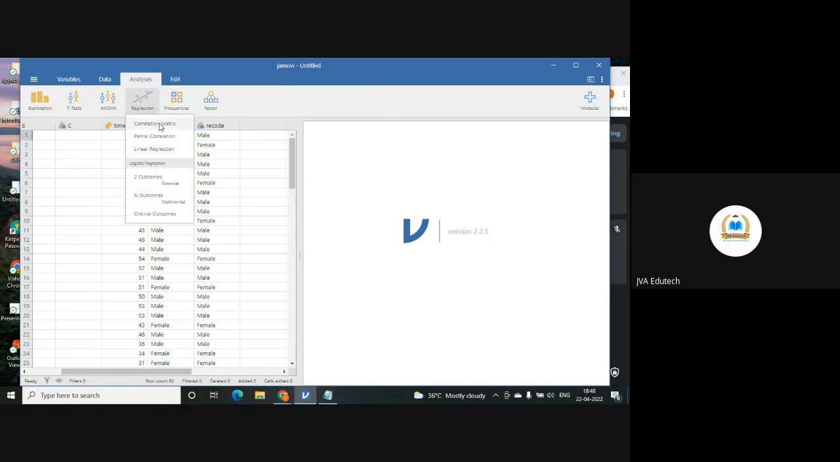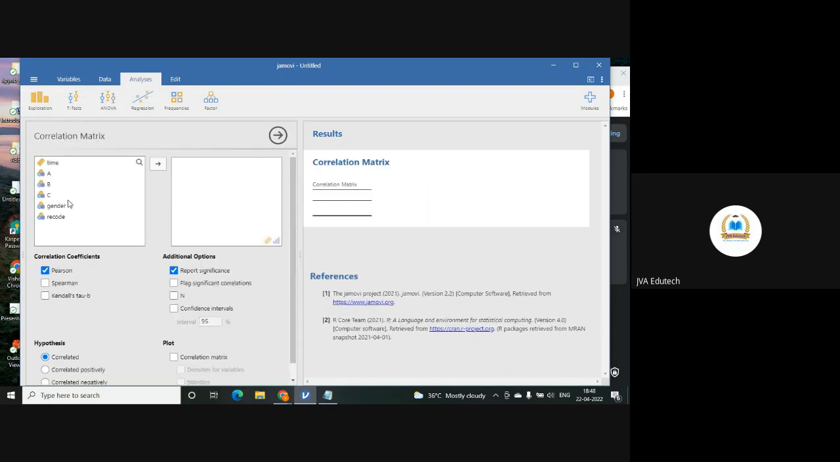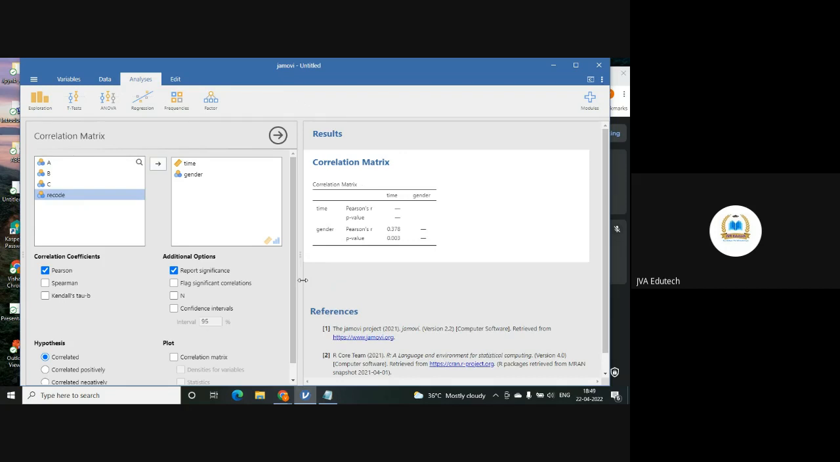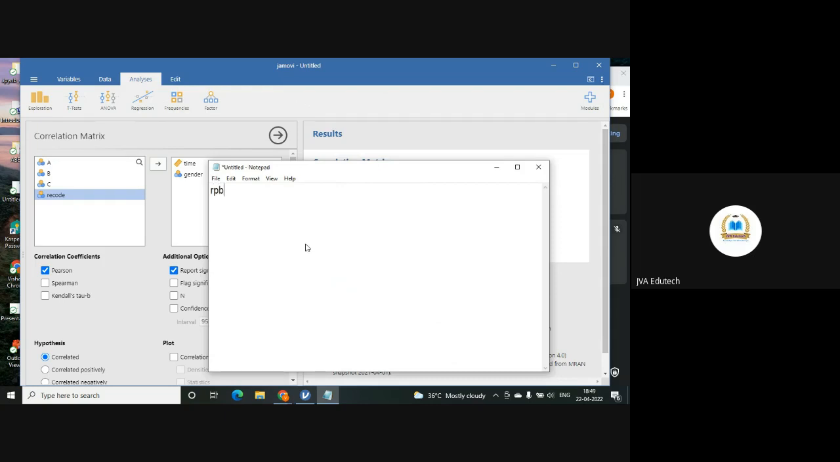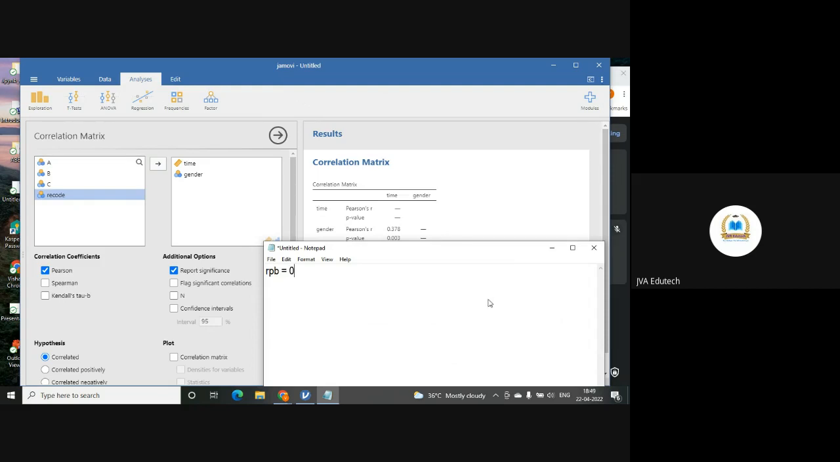So regression, correlation matrix, and we will choose our time and gender. We got a correlation coefficient of 0.378, but we will denote it by RPB. This one will be a subscript. So RPB is equal to 0.378.